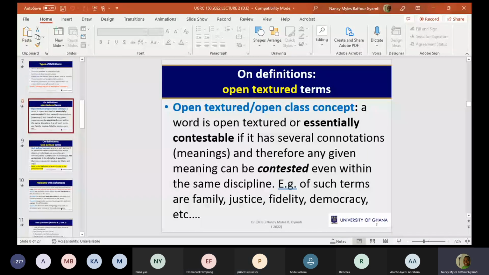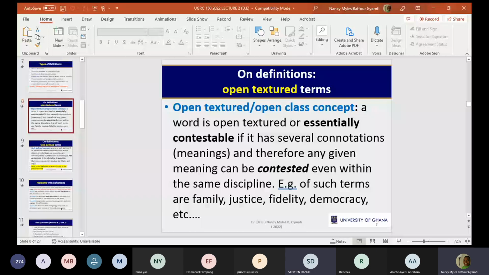On definitions. So can I have the gentleman read? If you have a very good background, then read for us so others can benefit. Yes, I can read. Please read for me. On definitions, okay, all right. Thank you, sir. Go ahead. Open textured terms. Good. Open textured or open class concepts.